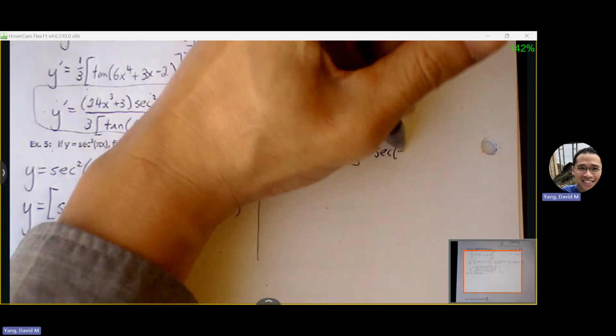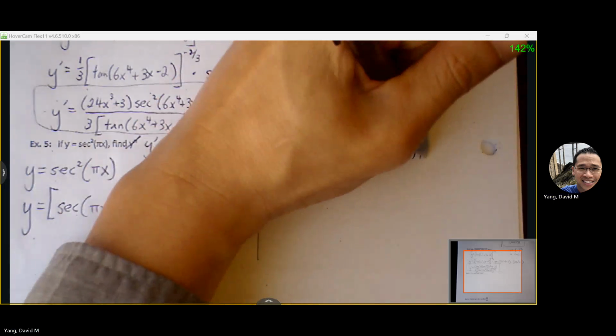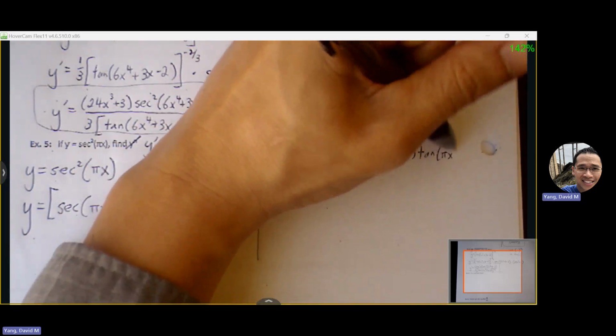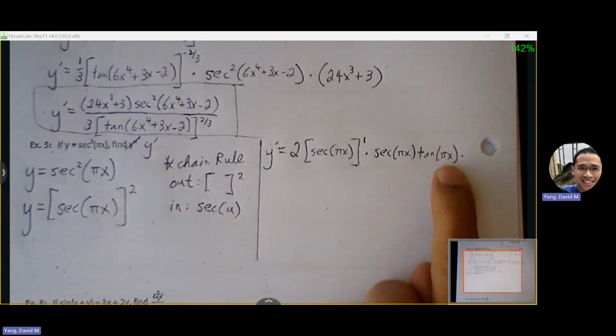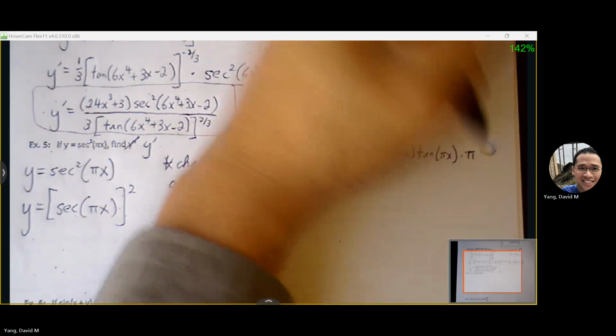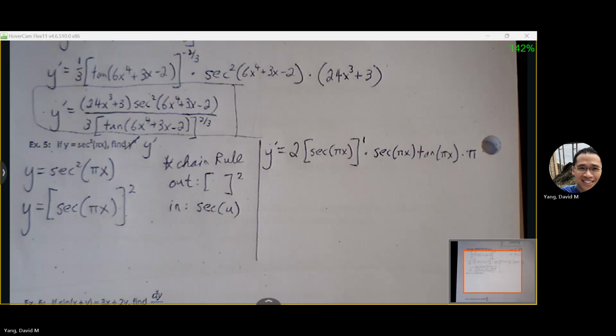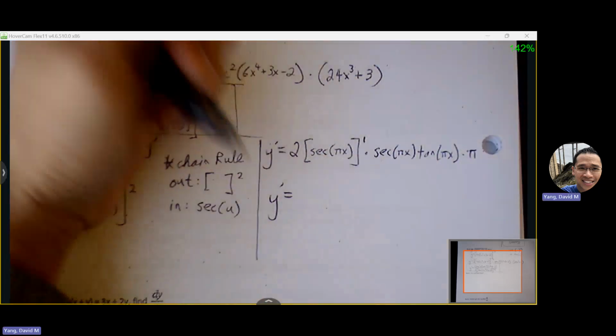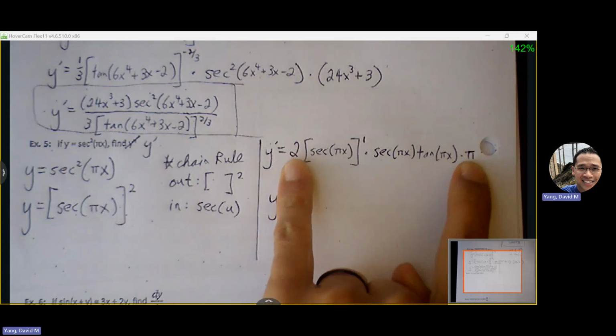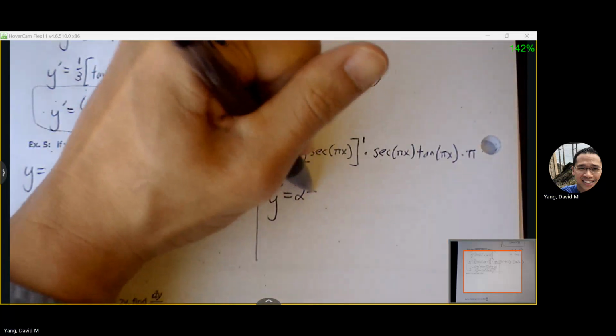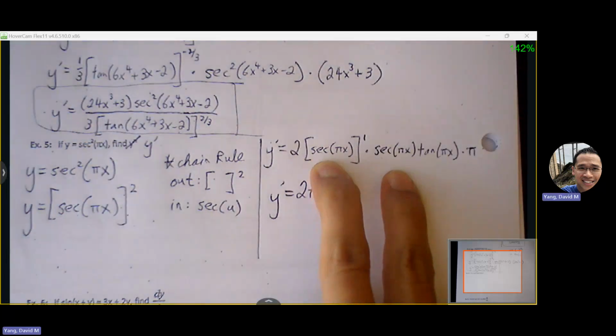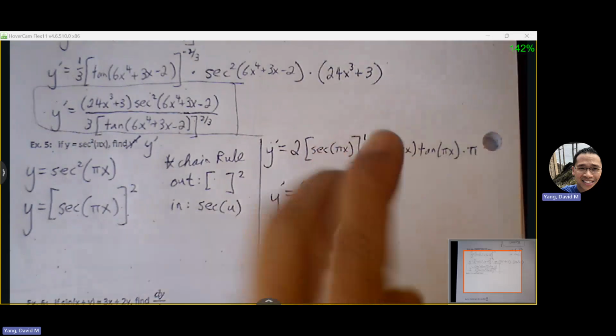So secant u tangent u times u prime. What's u prime going to be? It's pi x's derivative. Just pi, yep. Okay, so for cleanup, I'm just going to pull the coefficients in front. You don't have to, but I'm going to just merge the two secants together here.